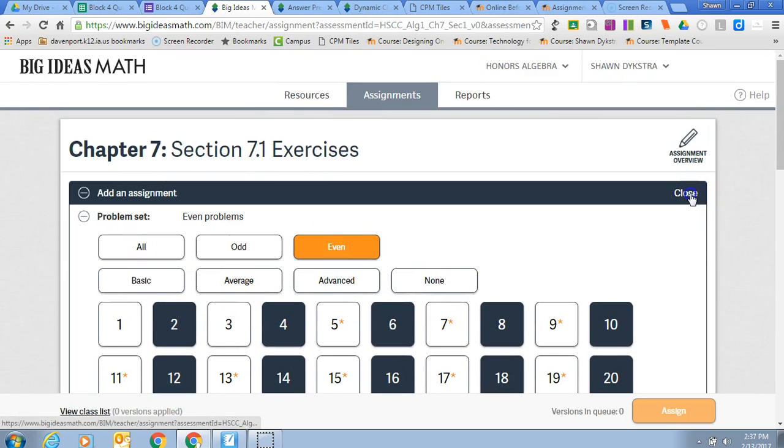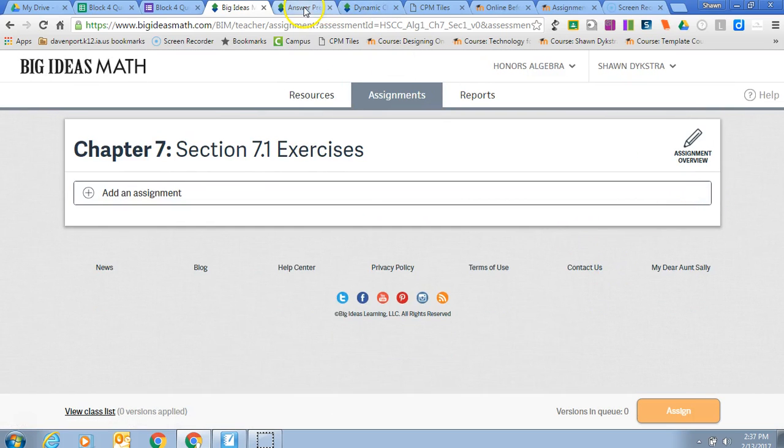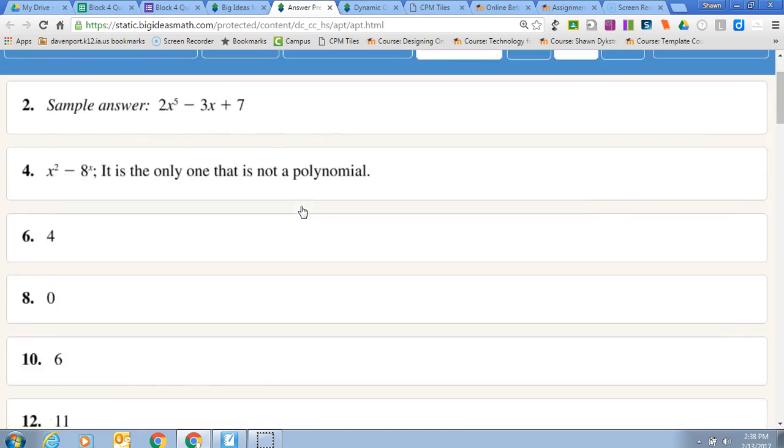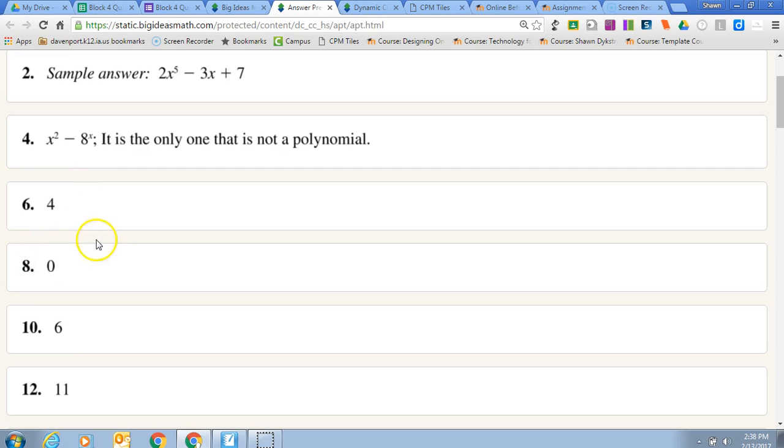Just for argument's sake, I'm going to close out of that for now and jump forward to the next day. When the kids come in, whether the work was done electronically or paper and pencil, whether they finished it in class or had to finish it at home, we obviously need to check their work. So we go ahead and we pull up the answer presentation tool here.